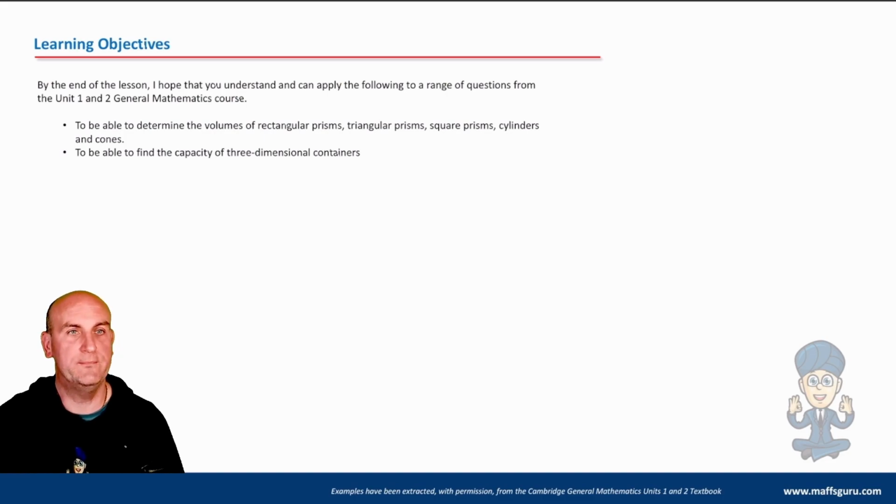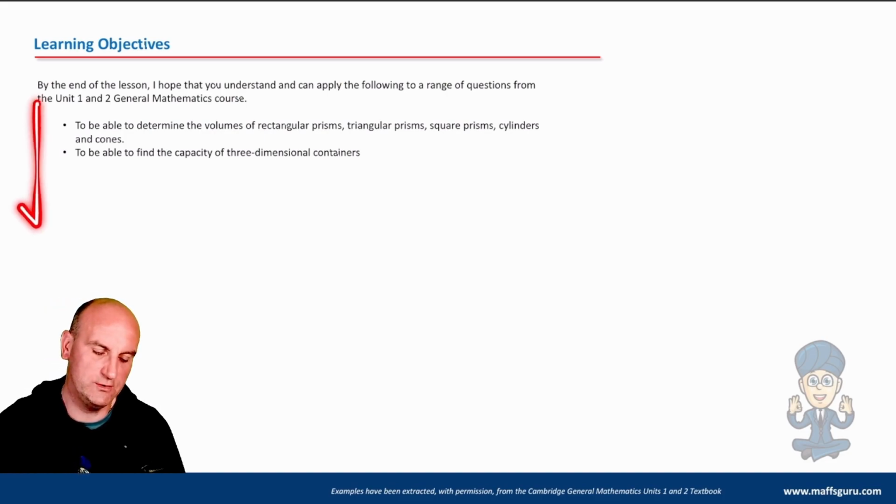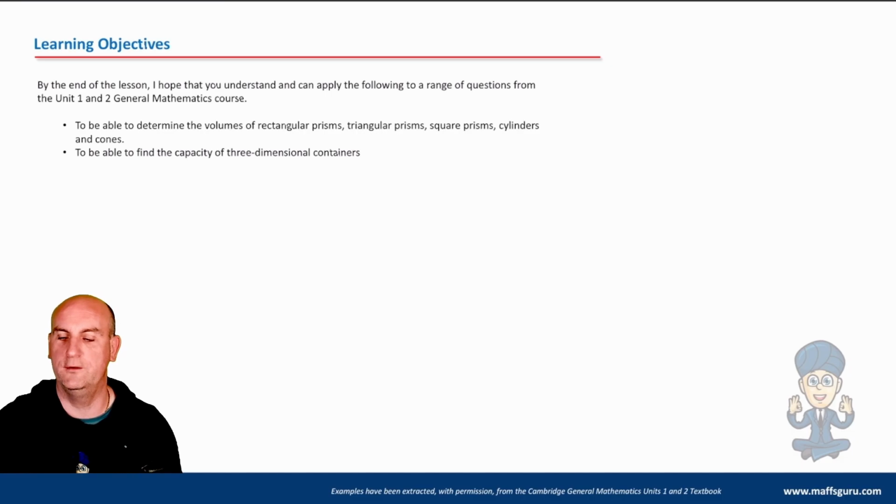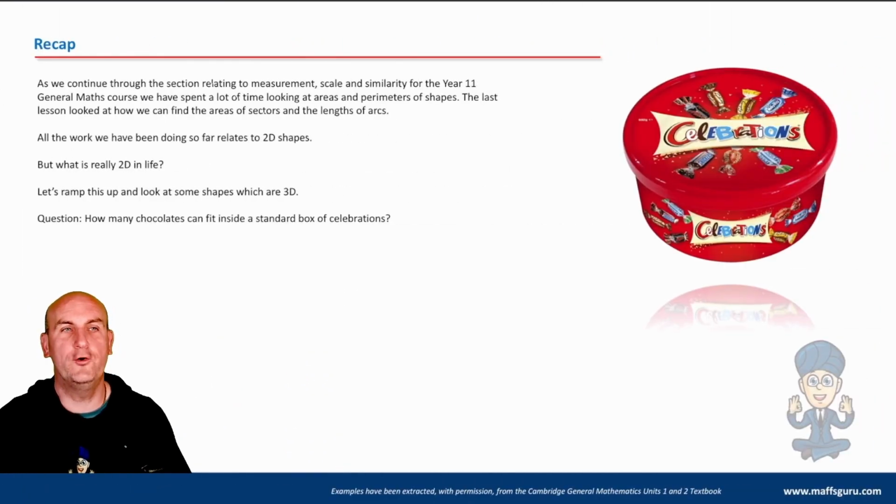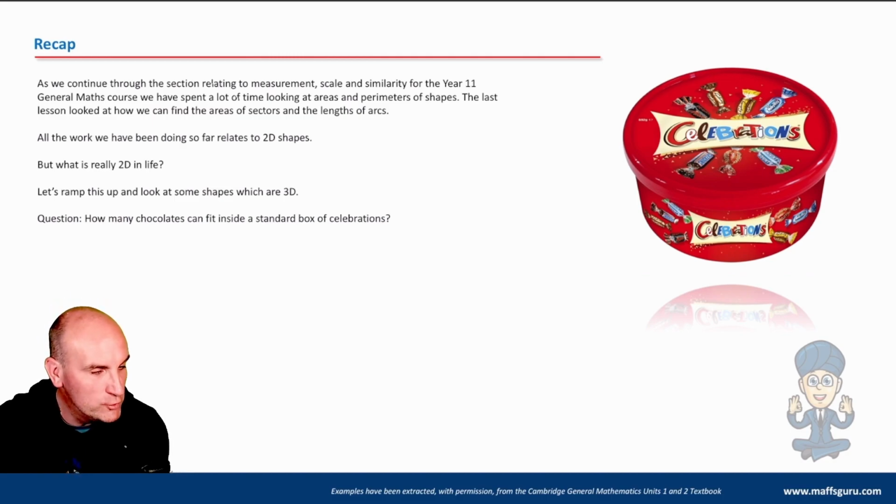Learning objectives, I'm fairly sure you guys can read those, but we're going to look at volume, basically stuff you've done before. Now, as we continue through the section relating to measurement, scale, and similarity for year 11, although I say it's year 11, you can actually watch it at any year level. We've done all the work on 2D shapes so far, but now we're going back to food.